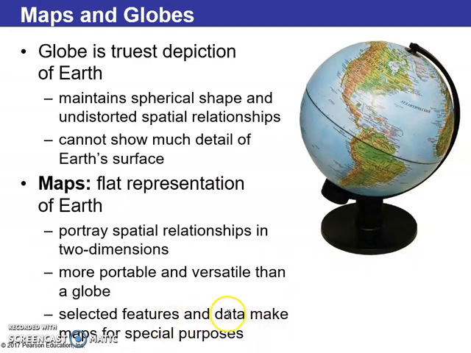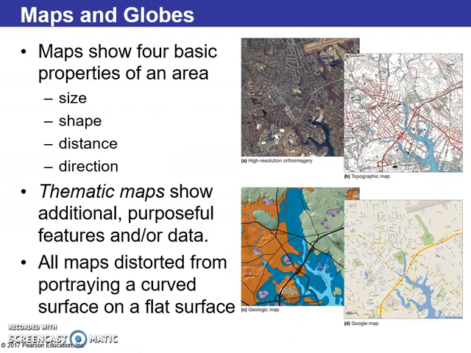And selecting specific features really kind of gives maps a theme. So maps show 4 basic properties of an area: size, shape, distance, direction. So we'll go into detail about those, what works well. Thematic we talked about. Thematic, we could have a highway map to see which major interstates we need to take, or we could have a trail map that shows where certain waterways are, and so forth.